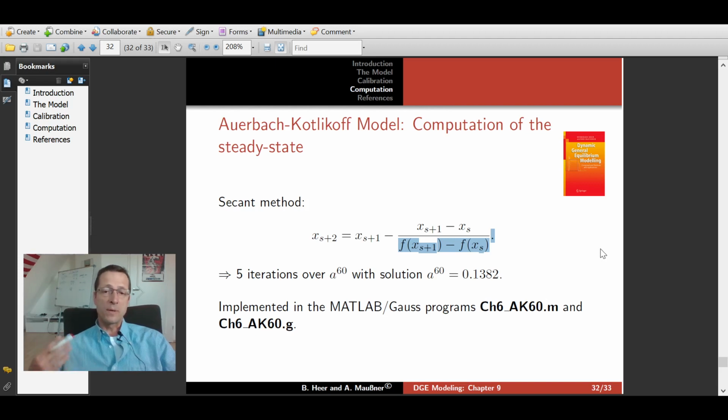And when we apply this update to compute A60, well, it's very fast. We just need 5 iterations, and the solution of the optimal wealth at age 60 will be 0.1382. Now we will implement this both in MATLAB code and Gauss code. The MATLAB program is chapter 6 ak60.m, and the Gauss program is chapter 6 ak60.g, which you can both download from my homepage, and we will turn to the computer code next and debug it together.